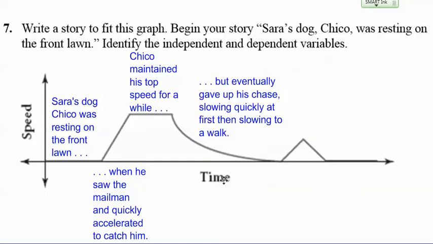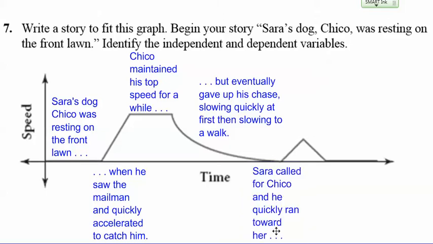he gives up his chase because maybe he got tired, and he slows quickly at first. And then he kind of breaks into a trot and then into a walk. So something about the fact that his speed decreases by decreasing amounts, or it decreases quickly at first and then more slowly and then slowly. Then we get to this situation here. So what's going on here? Again, remember, we're talking about speed.